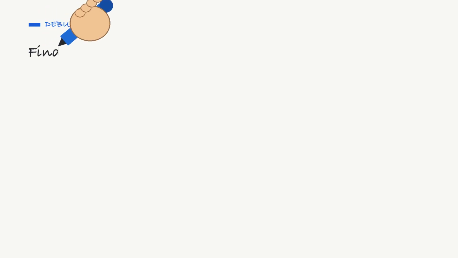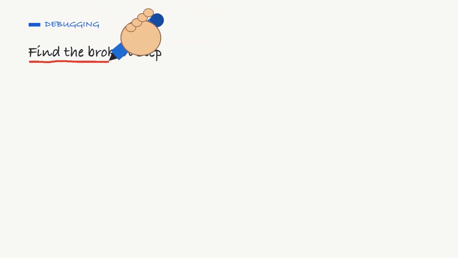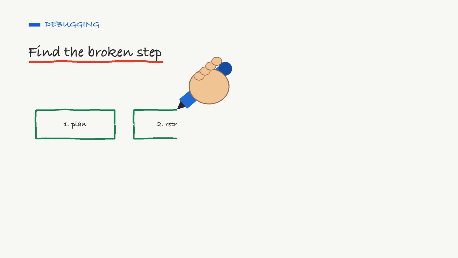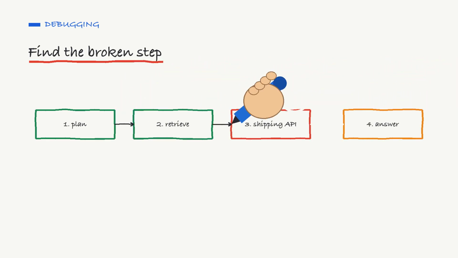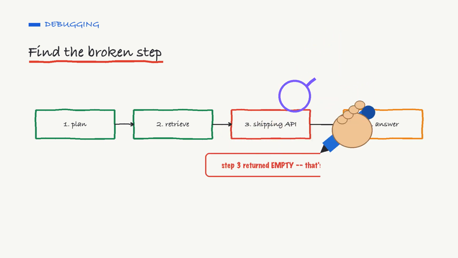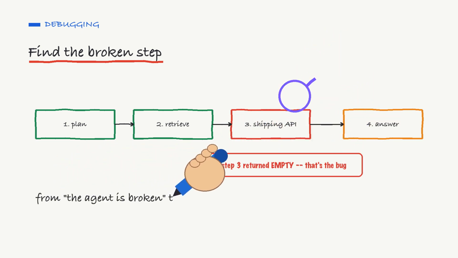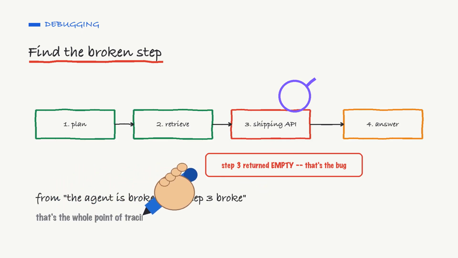Now the payoff. Next week, the same agent starts giving weird answers. You open the trace and there it is. Step 3, the shipping API, returned empty. The model then guessed, politely and confidently. In 30 seconds, you went from the agent is broken to step 3 broke. That is what tracing buys you.